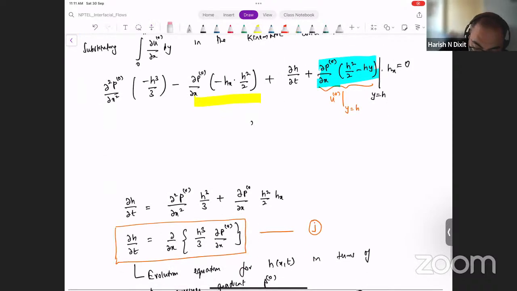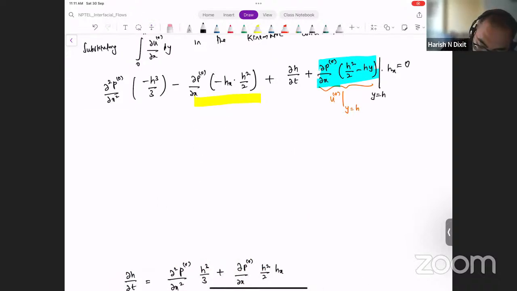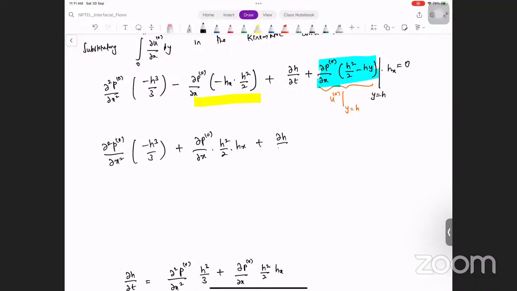I think it's easier for me to just delete this and do it again. Okay, so now let's quickly check this again. So that is del square p0 by del x square into minus h cubed by 3. This becomes plus del p0 by del x into x square by 2 times hx plus del h by del t.